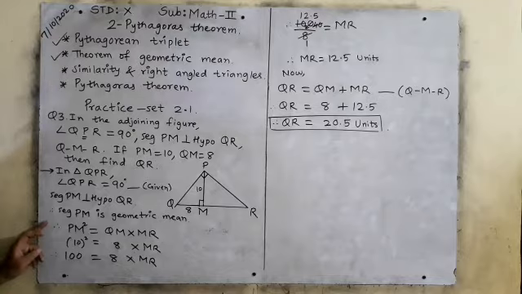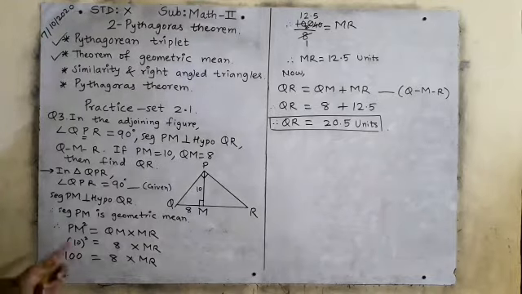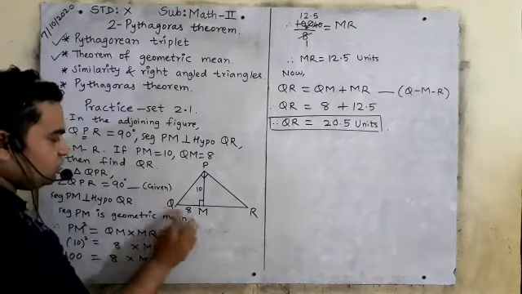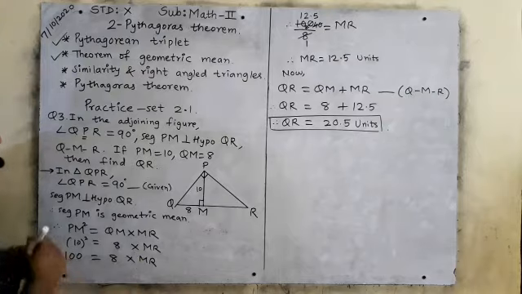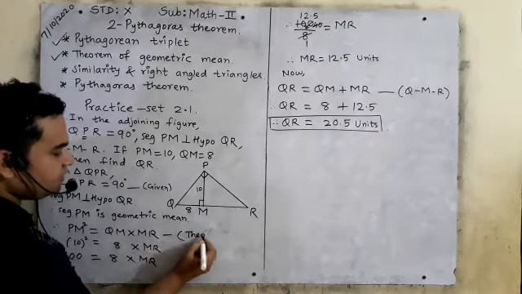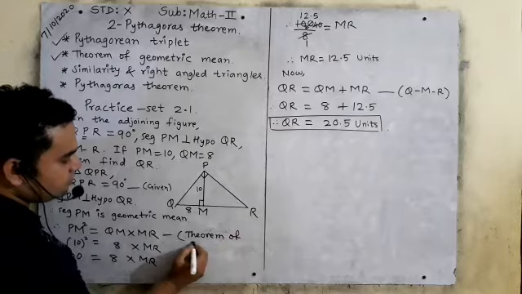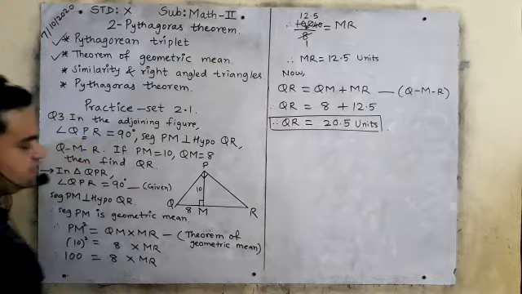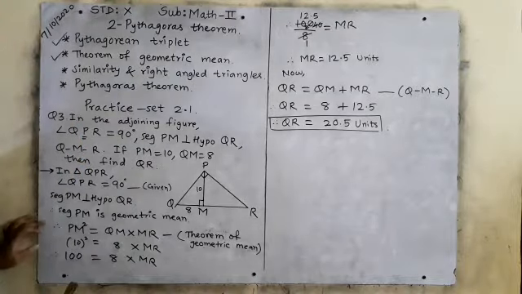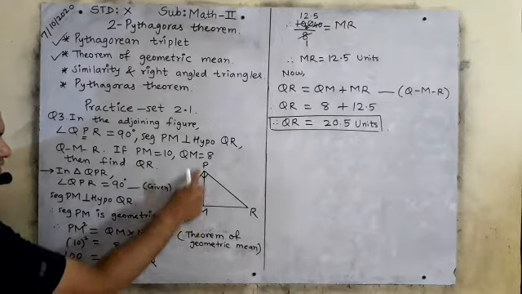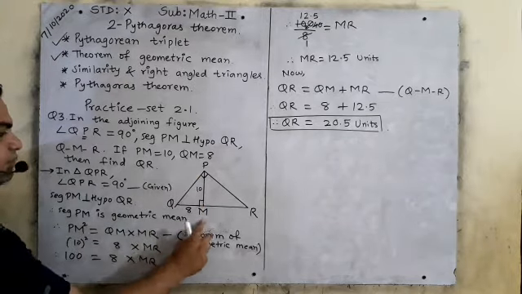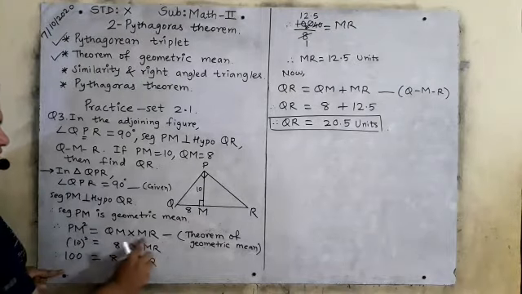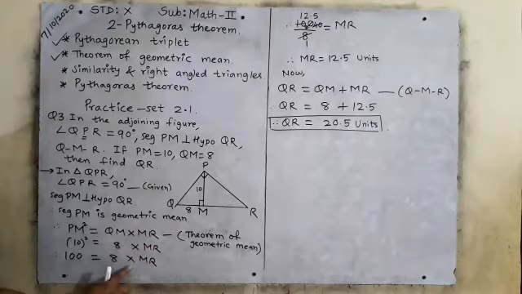So here we will use the geometric mean formula, that is PM square is equal to QM multiplied by MR. This is the theorem of geometric mean. Is it clear? So PM square is equal to QM multiplied by MR. PM is given 10, 10 square means 100, QM is given 8, MR we have to find. So this 8 is in multiplication form.